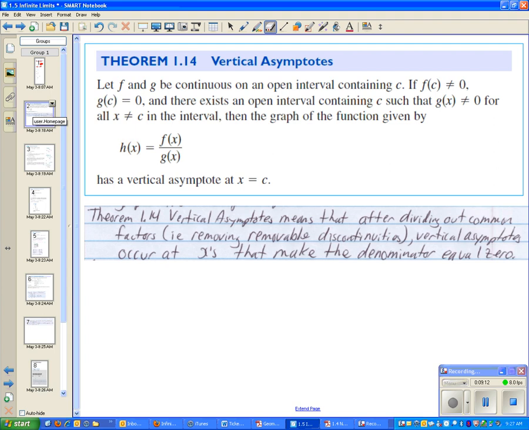All right. This theorem's helpful too. Let f and g be continuous on an open interval containing c. If f of c does not equal 0 and g of c does equal 0, and there exists an open interval containing c such that g of x does not equal 0 for all x not equal to c in the interval, who's confused? If your hand's not in the air, it's because either you're not paying attention or you're lying.